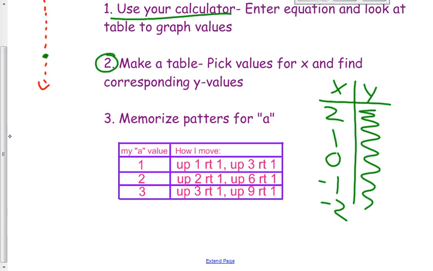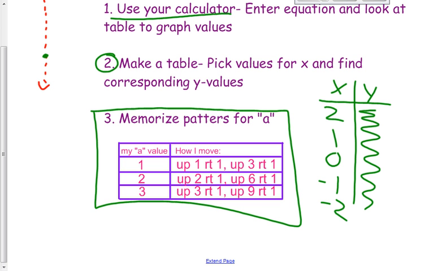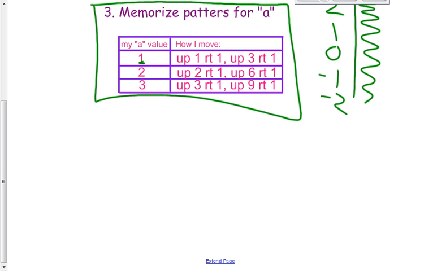The one that I think is the easiest after extensive work with this is this third one, which is to memorize patterns for a. When your a value is 1, so when the number in front of x squared is 1, let's say when y equals x squared minus 2x plus 3, your a value is 1. When a is 1, here's your pattern.